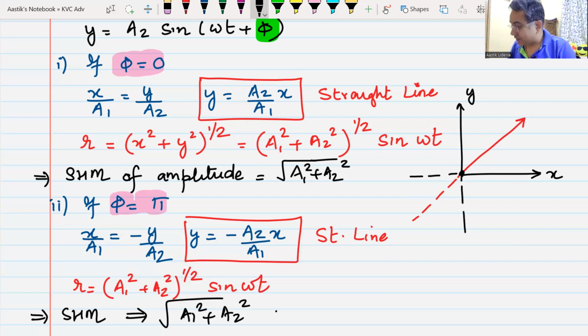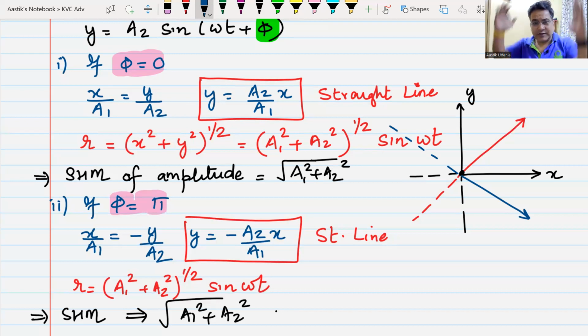The second SHM, if I draw it by the blue line, happens here like this. Sir, so there is some difference between these two SHMs, red and blue. But the equations are same. How, sir? Equations are same, beta, because see, if you turn this by 90 degrees, now the equations are same.